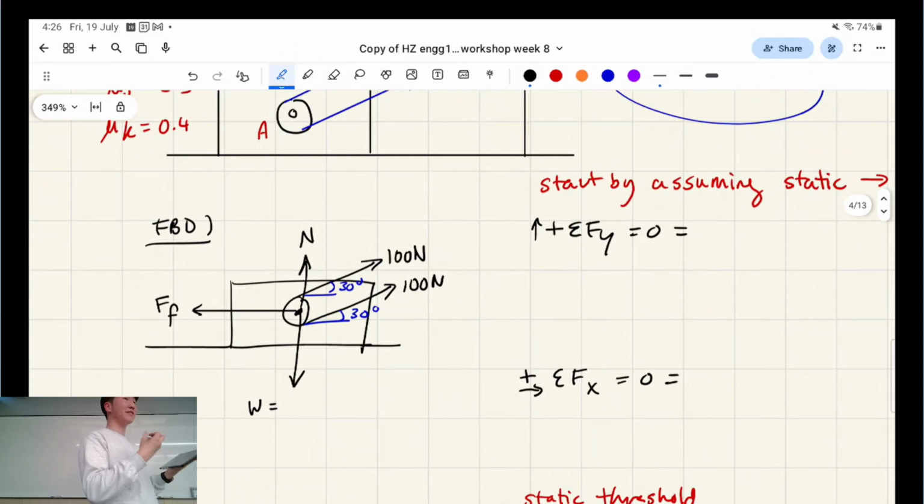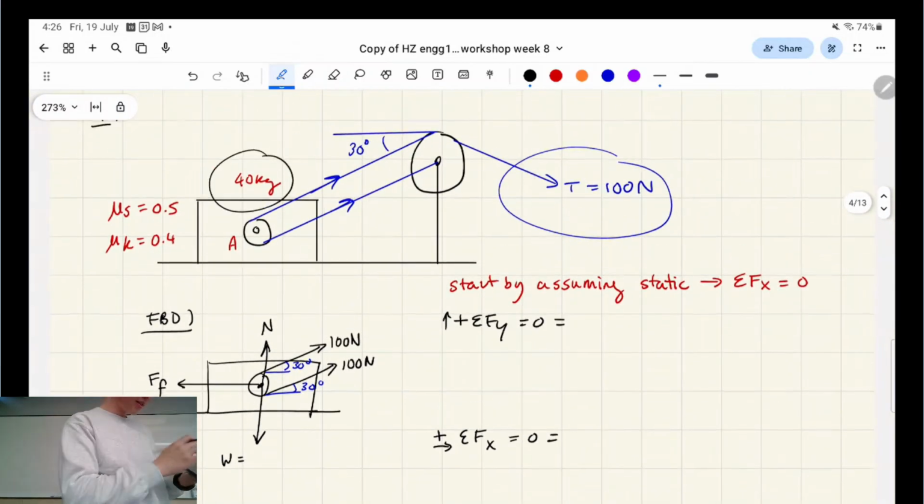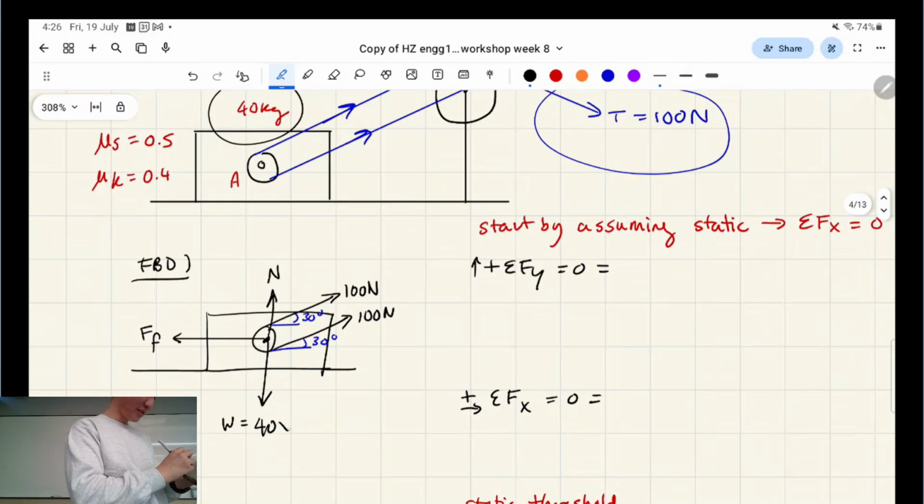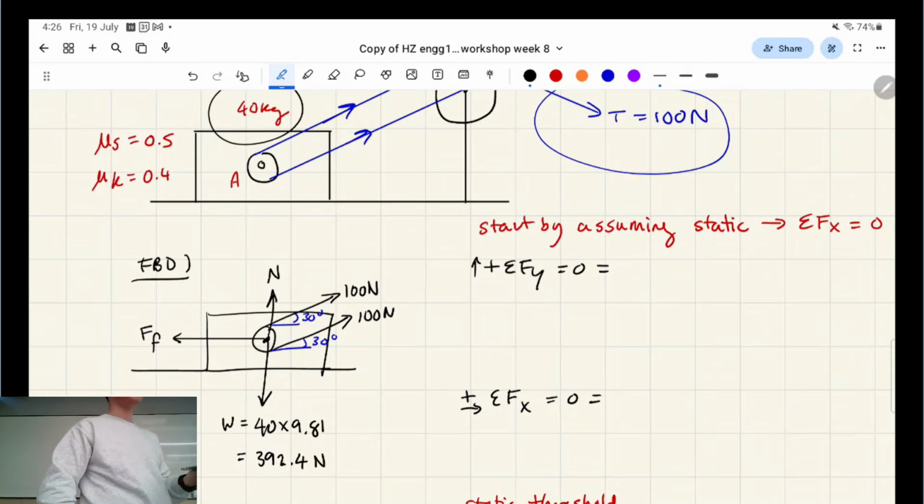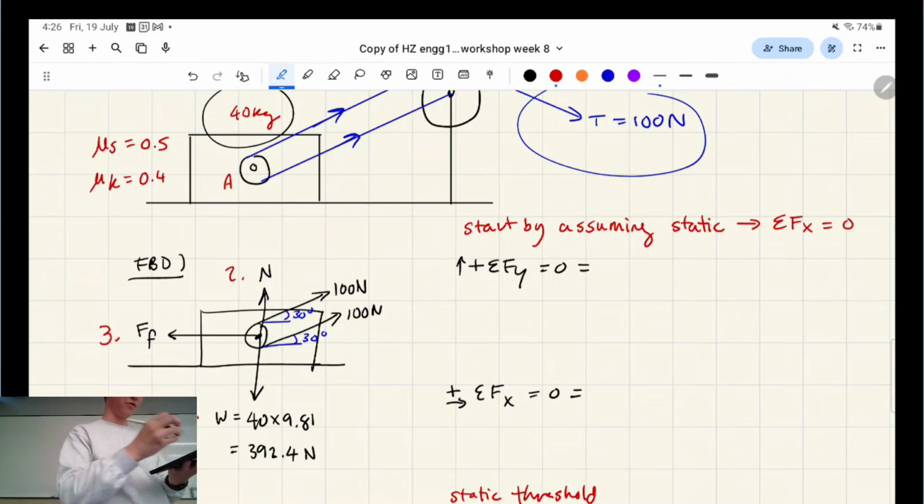Okay, next we can calculate the weight of the box because we're given its mass, right? So 40 times 9.81, like that, right? Okay. Generally, how we solve these Newton's second law questions, which look like this, is you start with the weight, because usually you're given the mass, and then you do the normal force, and then you do the friction, right? That's the order.